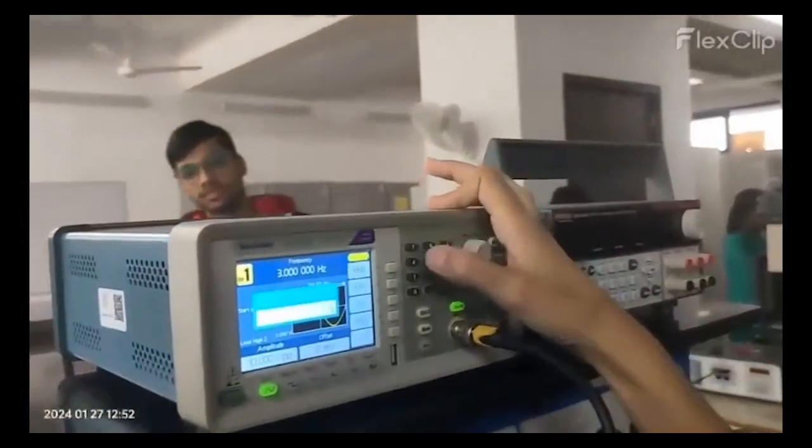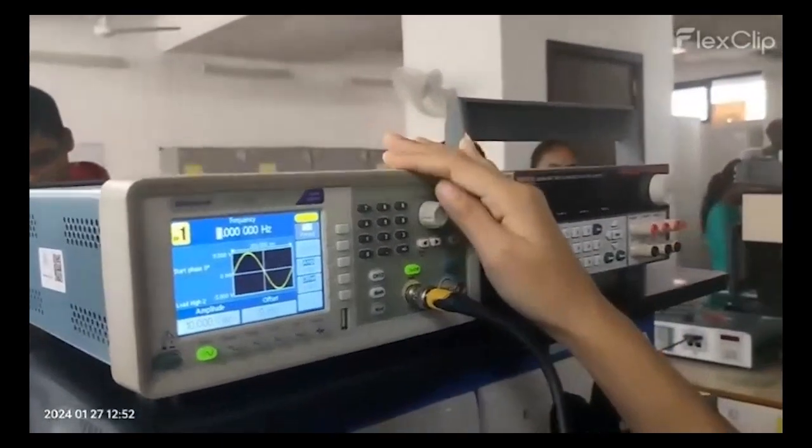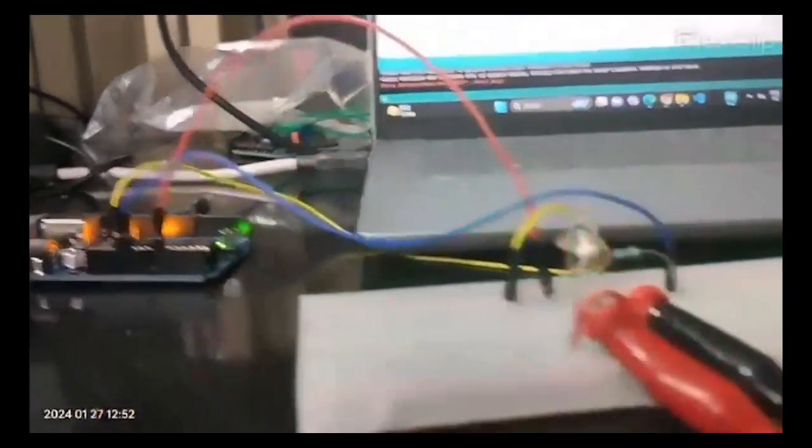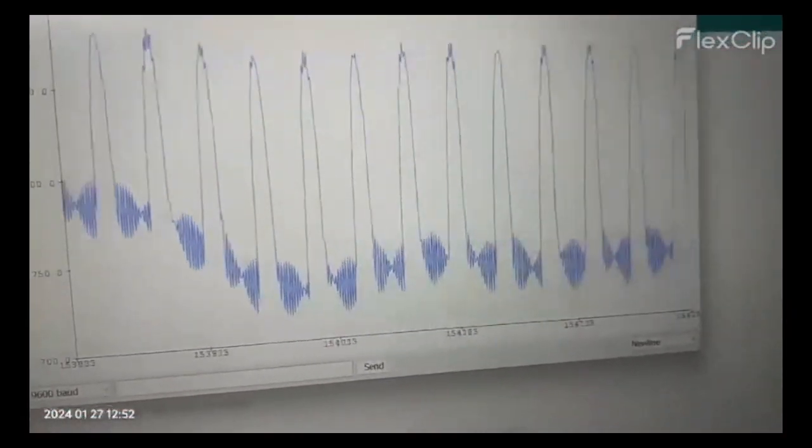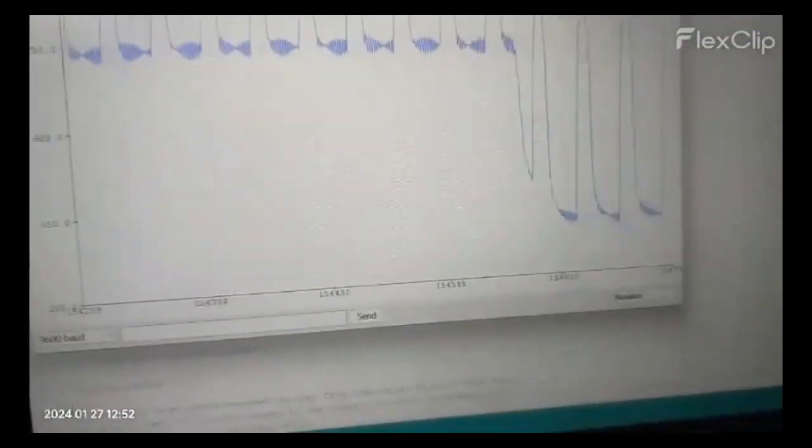Now I am switching to 5 Hz. Here we observe very fast blinking of the LED, and the graph looks even more compressed from either side. Here we can observe how the graph is changing.